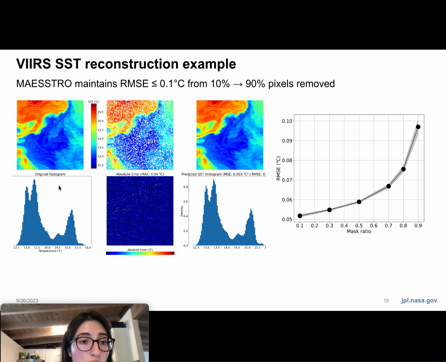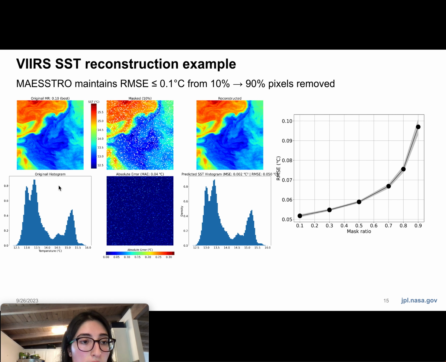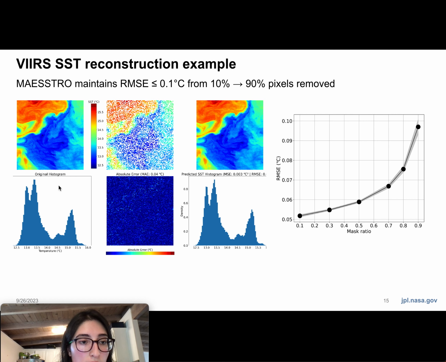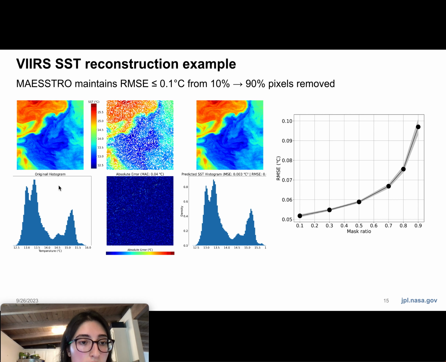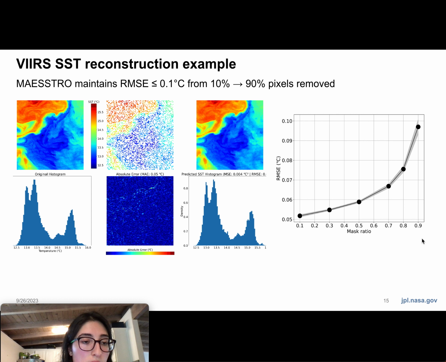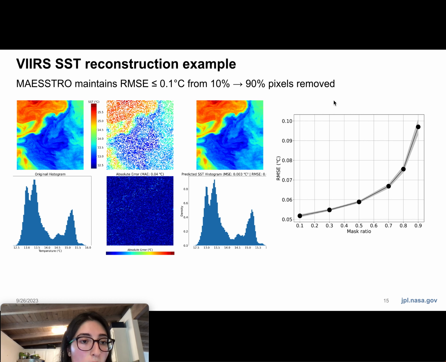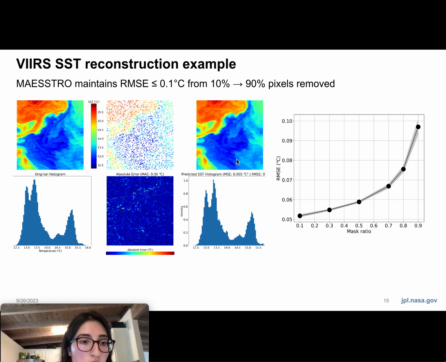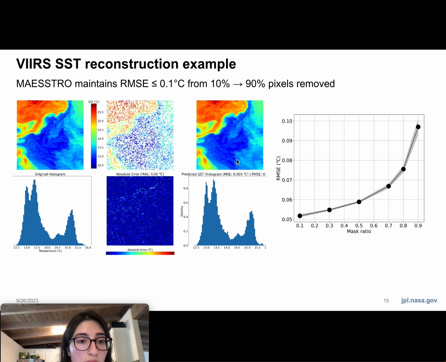Using this model, we also tried it on an example VIIRS SST tile to see if a model trained on simulation data would work well on real data, and it seems to do okay. We tried it across different test time masking ratios, and this tile in particular got below 0.1 degrees Celsius throughout. And as we increase the masking, as you can see in this GIF, the reconstruction stays the same, and it's able to capture the front.